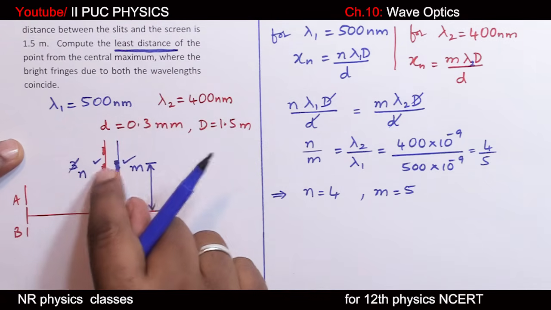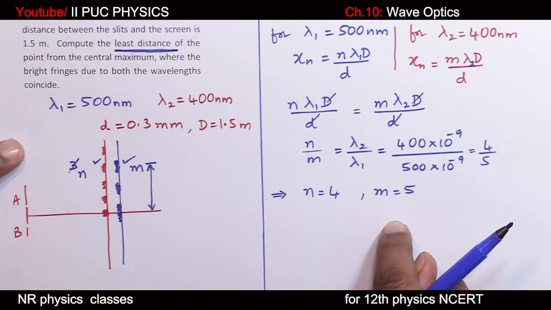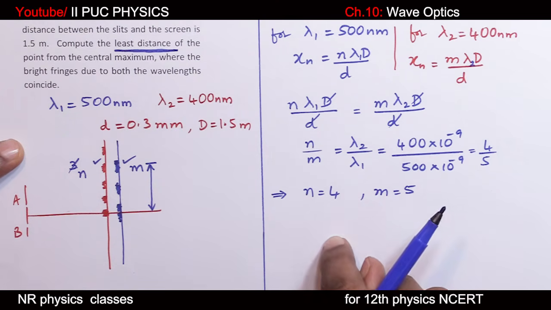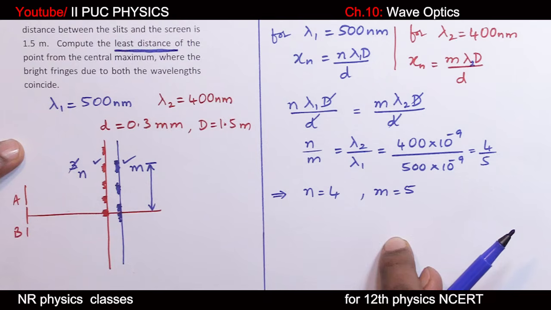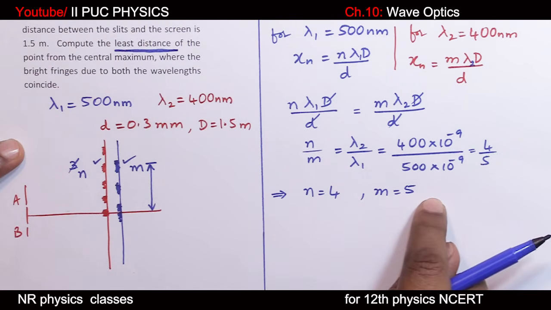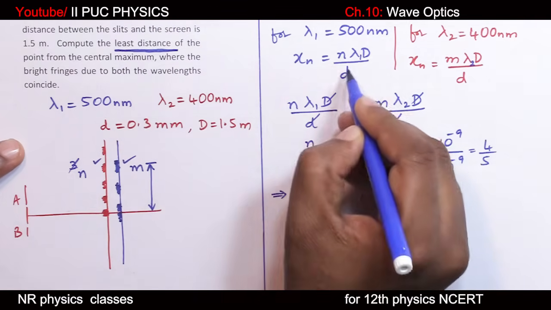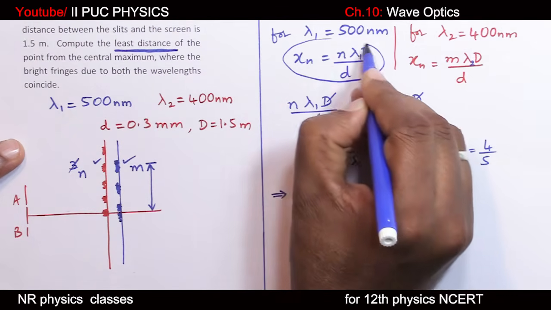Second time, when will those two overlap? When n is 8, m is 10. Next time, n is 12, m is 15, isn't it? So we found the value of n and m. We have to find the distance. To find the distance, let us use this or this.